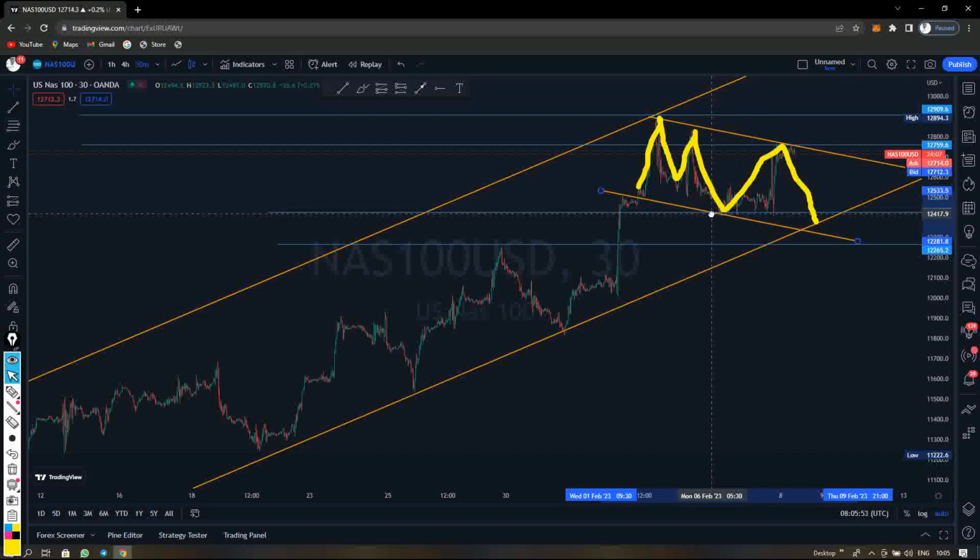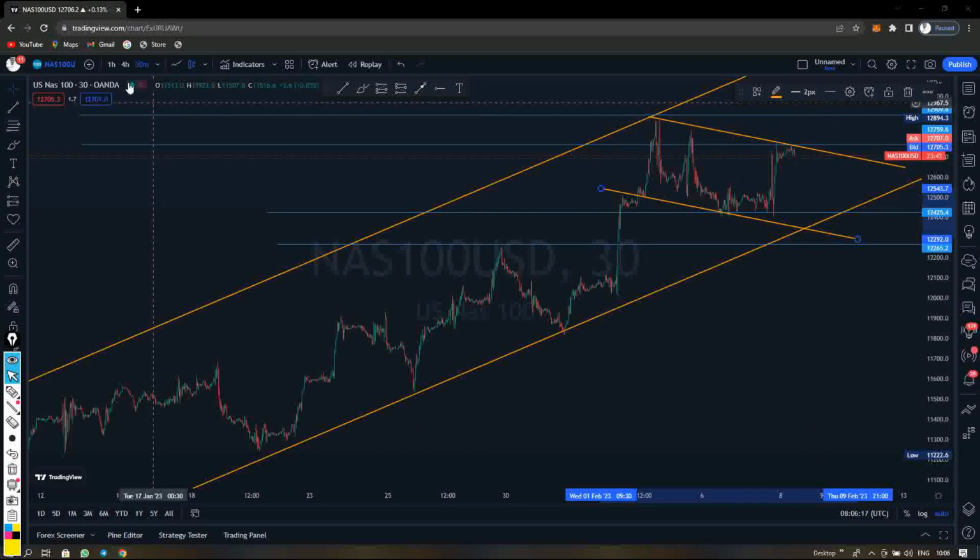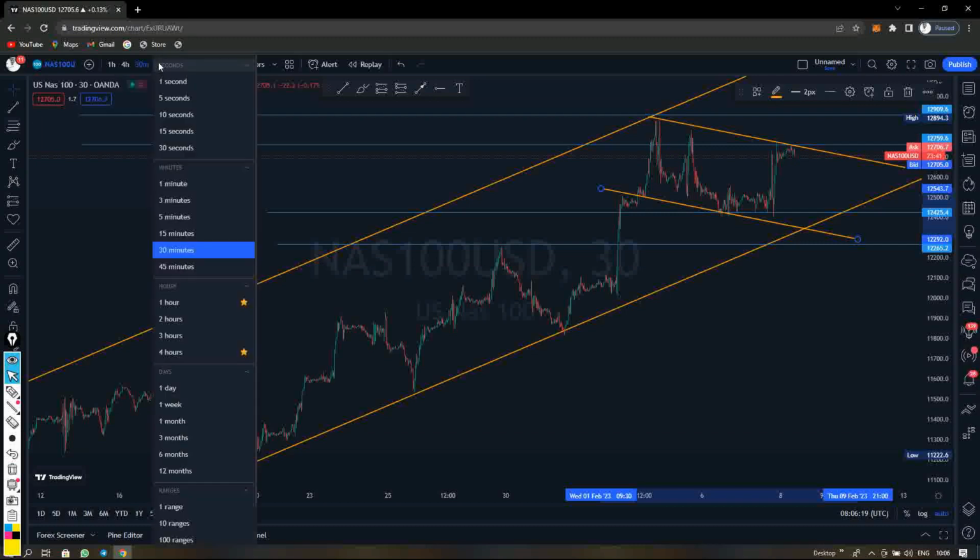So this is what I'm hoping to get, because if you look at this channel, it's doing the same thing that was happening here. So I'm hoping the Nasdaq will come down here to this level and test this level again before it can push up or continue going down. So let's go to a lower time frame so that we get a deeper understanding of what's happening on the market.